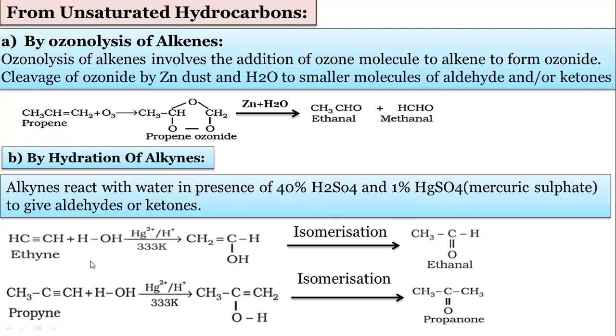Yes, I will complete this reaction. Ethyne on hydrolysis first gives an alcohol, and the alcohol undergoes tautomerization or isomerization. Isomerization or tautomerization is nothing but the shifting of hydrogen. So see here, hydrogen is attached to one carbon and OH is attached to the other carbon. We get here an alkene and alcohol. Tautomerization or isomerization means this hydrogen is shifted.